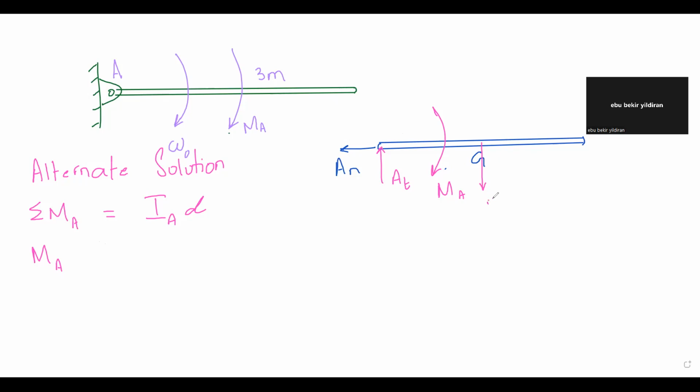Now, weight will also have a clockwise moment about this, multiply by R, which is equal to IA alpha. So anyone who can tell us what will be the value of R? It will be 1.5 meters, right? 1.5 meter. Yes. And by the way, what is the value of MA?